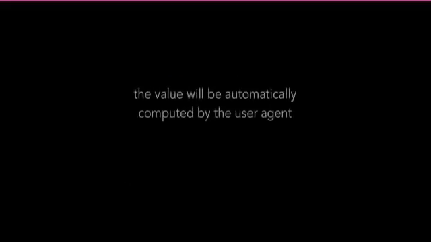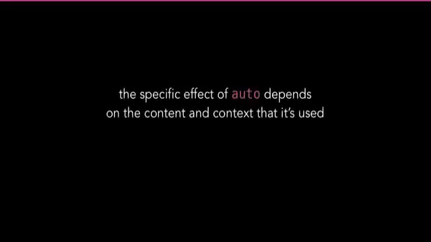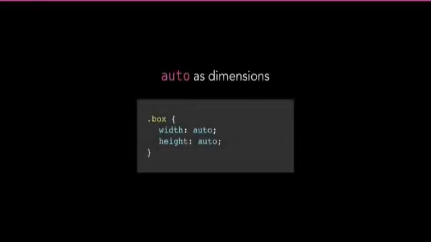Broadly speaking, the value of auto is automatically computed by the user agent, and the specific effect depends on the content and the context that it's used in. Let's have a look at an example.